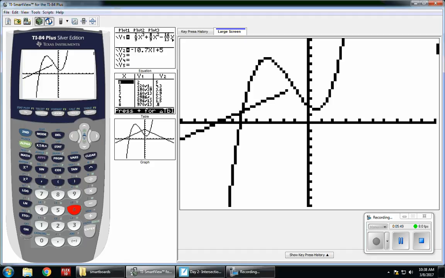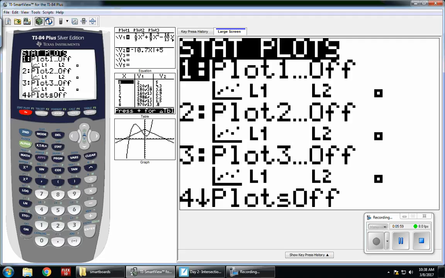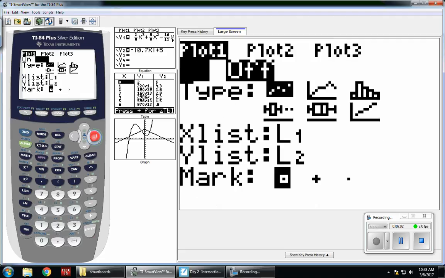The other thing is we were doing stat plots. So some of you may have your stat plots turned on. Remember, if you need to turn them off, second y equals, enter. Make sure that the off is highlighted. If not, scroll over to it and hit enter.